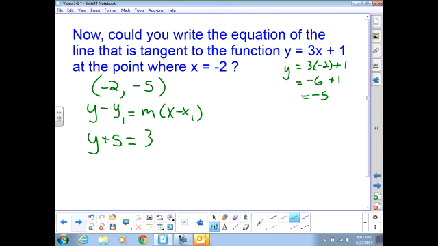So we'll just have 3, and then we'll have x minus our x value. So x minus a -2 will give us really x plus 2. And that is our equation of our tangent line. If you wanted to rearrange it and put it in point slope form, you would end up getting y equals 3x plus 1. Well, because we have a linear function, the line that represents our slope at any point is just going to be the line itself.